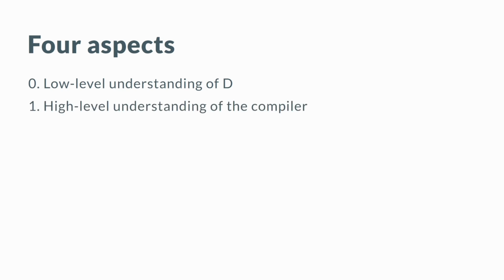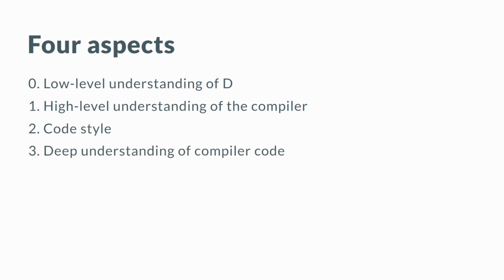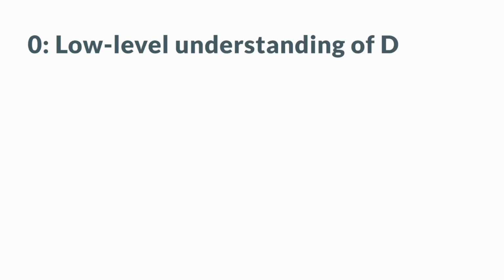So I'm going to cover 4 aspects that I think will help you make effective changes to the DMD code. A low-level understanding of D, a high-level understanding of the compiler, the code style of the compiler, by which I don't mean braces and indentation and stuff. Instead, think about common functions, common types, and code patterns. And finally, a deep understanding of the compiler code. Starting with a low-level understanding of D.